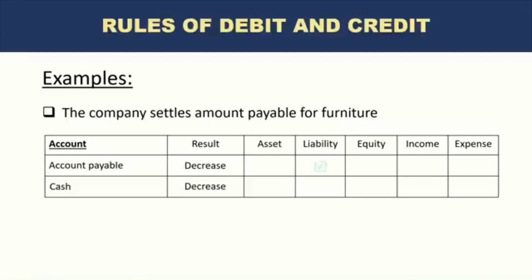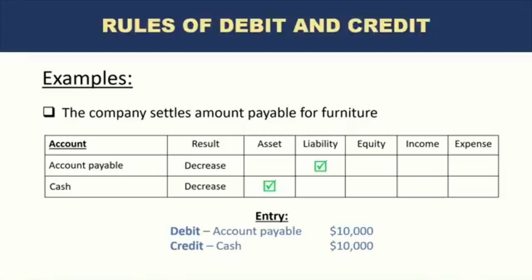So we know accounts payable is a liability, cash is an asset. Liability decreasing is a debit, and asset decreasing is a credit. Remember the rules of debit and credit? So the entry would be accounts payable debit 10,000 and cash credit 10,000.